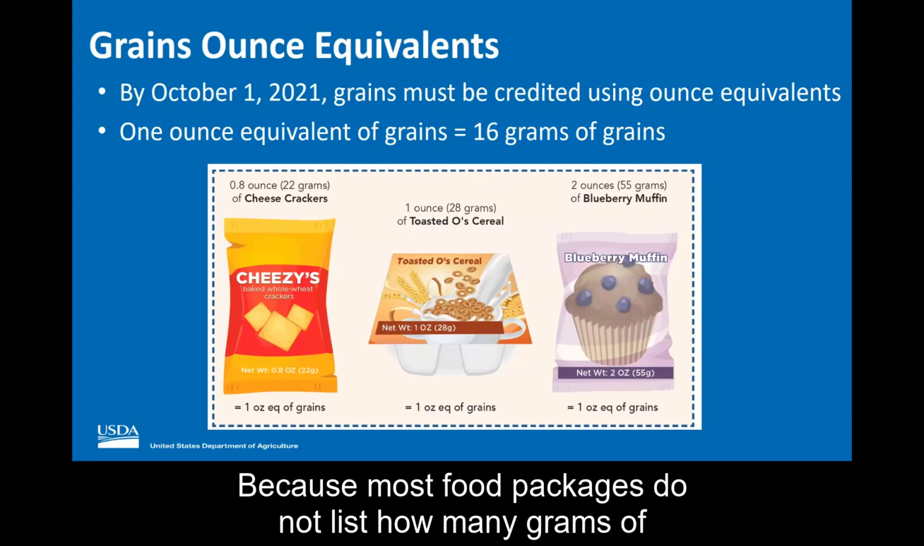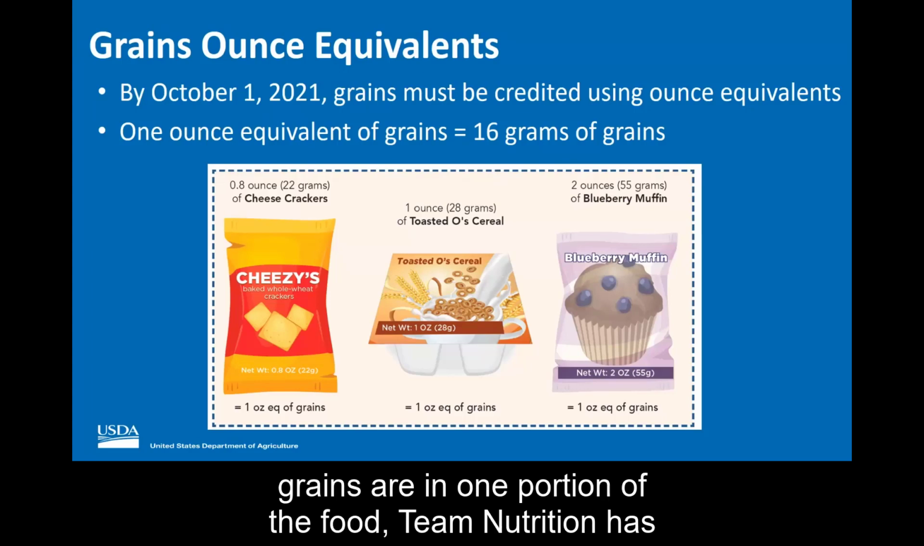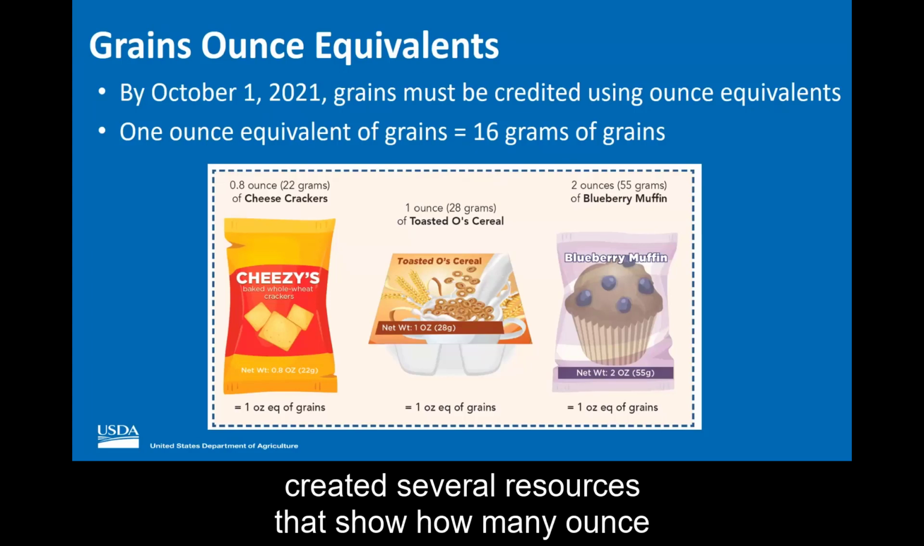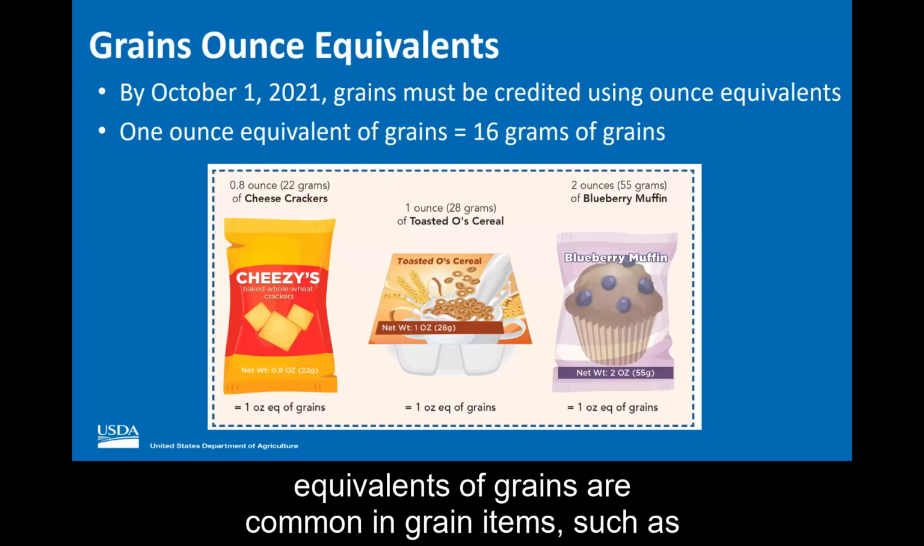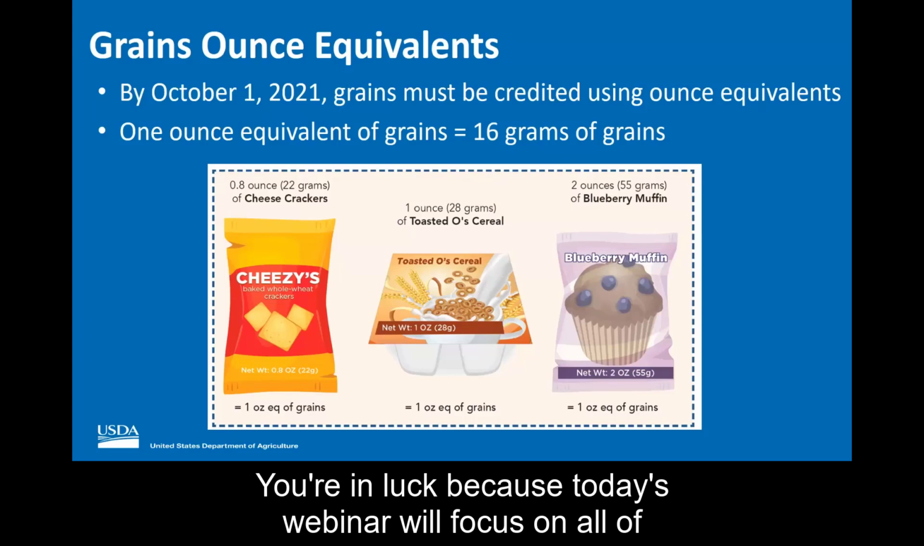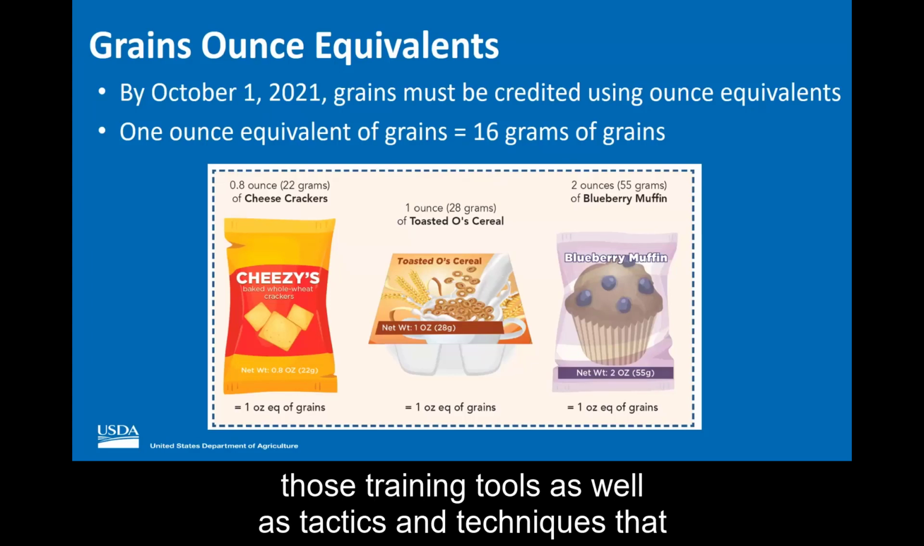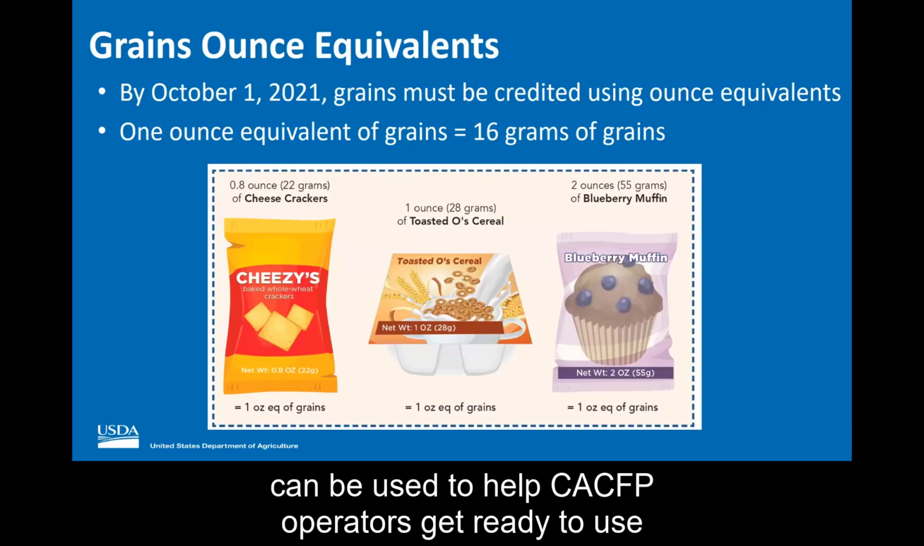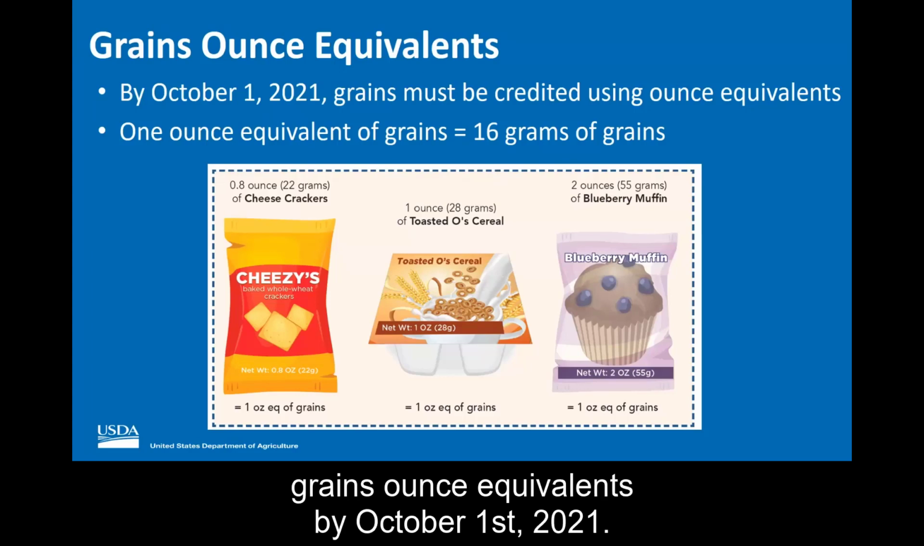Because most food packages do not list how many grams of grains are in one portion of the food, Team Nutrition has created several resources that show how many ounce equivalents of grains are common in grain items, such as bread, crackers, tortillas, cereals, and much more. And you're in luck, because today's webinar will focus on all of those training tools as well as tactics and techniques that can be used to help CACFP operators get ready to use grains ounce equivalents by October 1st, 2021.